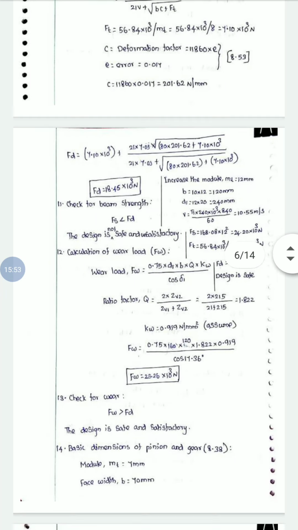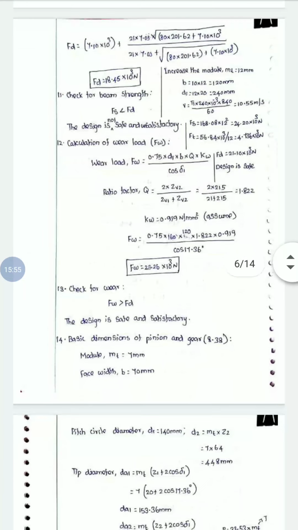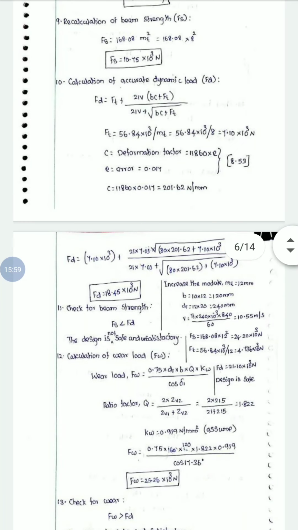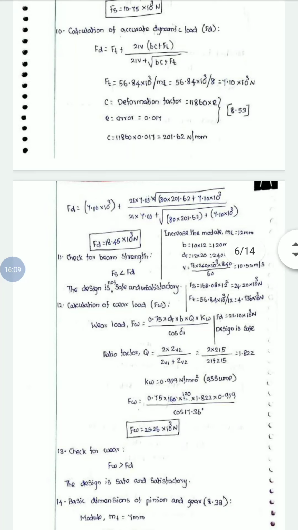For checking that, we know that Fs should be greater than or equal to Fd. But in this case, Fs is lesser than Fd. Hence our design is not safe. So to make our design safe, we have to increase the module.